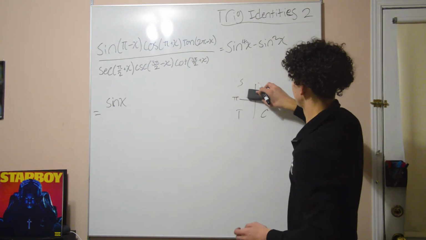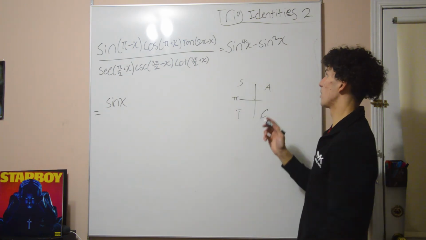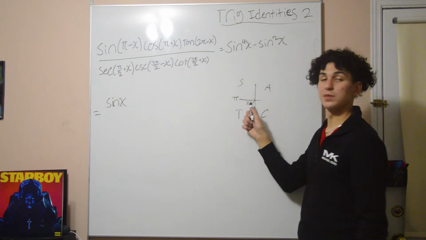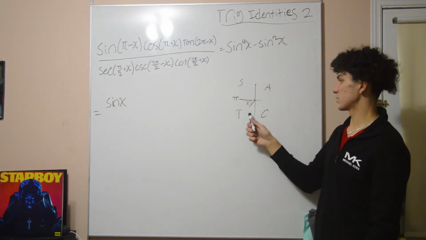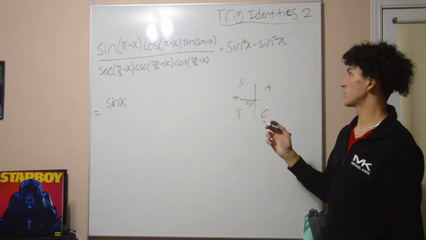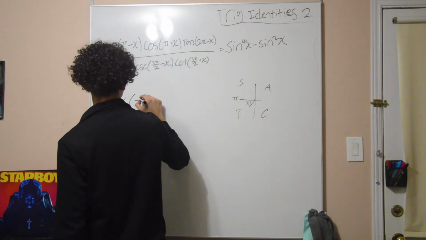Now, cosine of pi plus x lies down here, with x being that angle. Is cos positive or negative down here? Well, we know it's negative, so it's going to be negative cos x.